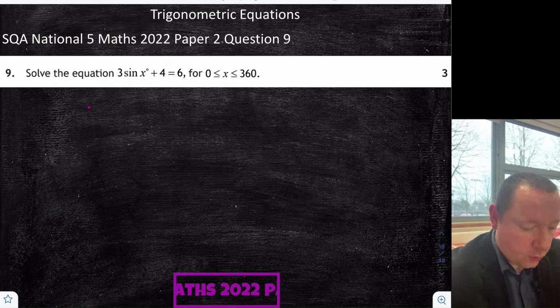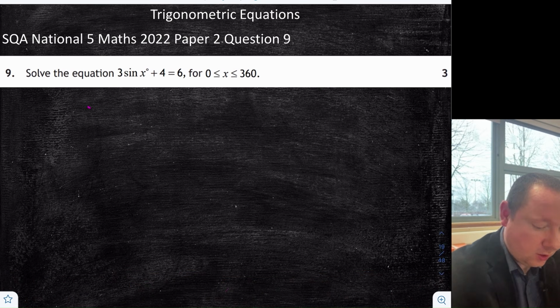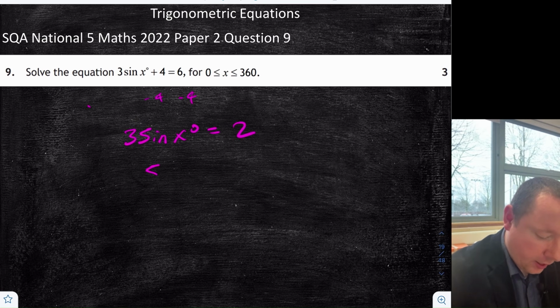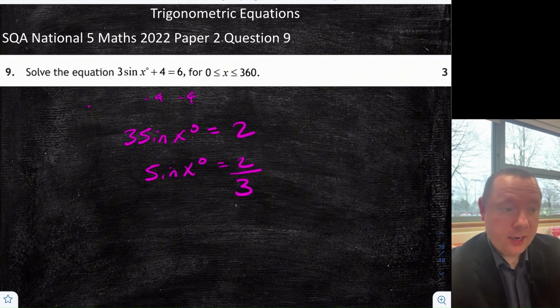SQA National 5 Maths 2022, Paper 2, Question 9 had 3 sine x plus 4 equals 6. So taking away 4 from both sides, we get 3 sine x degrees equals 2. And therefore sine x degrees equals 2/3. So then we can find the inverse sine. You've got a mark already.